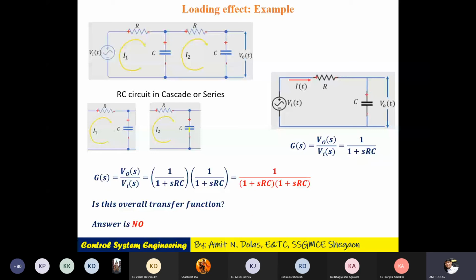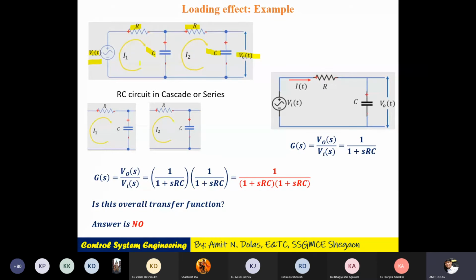Let's have an example. I have an example where you can see the diagram, which is an RC circuit. A pair of RC is used, a similar kind of pair. You can see here is R and here is C. Again, it is a repetition of R and C, where Vi(t) is the input in the time domain and V(t) is the output in the time domain.